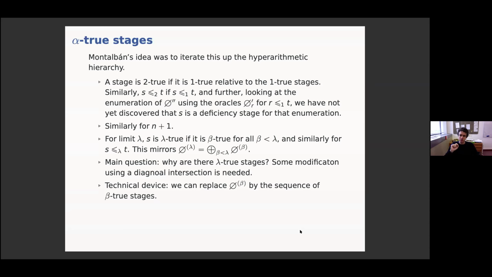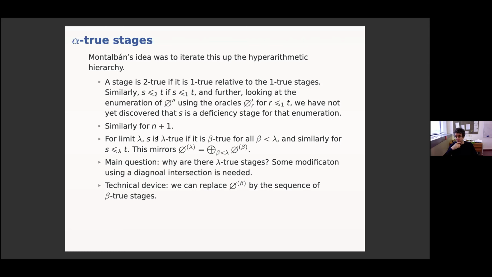It has to be one true, but also when I just look at the one true stages, giving me the correct, more and more of the correct zero jump, and looking at the enumeration of zero double that is done by these oracles, now I am a non-deficiency stage. That is two true, and the relation appears two true at stage t is defined analogously. And this can be iterated up the finite ordinals.